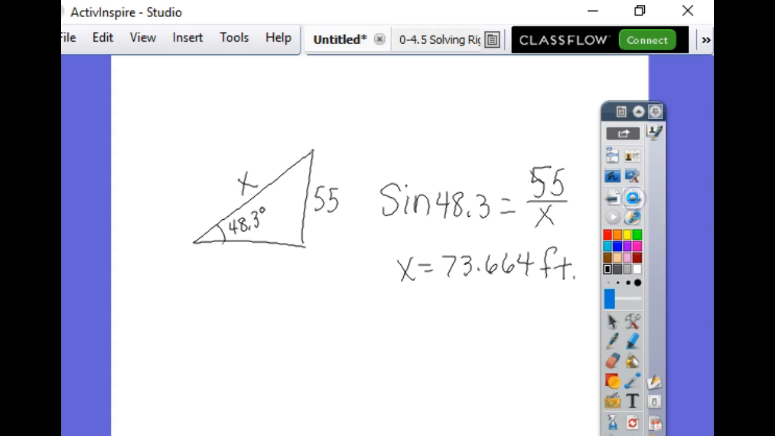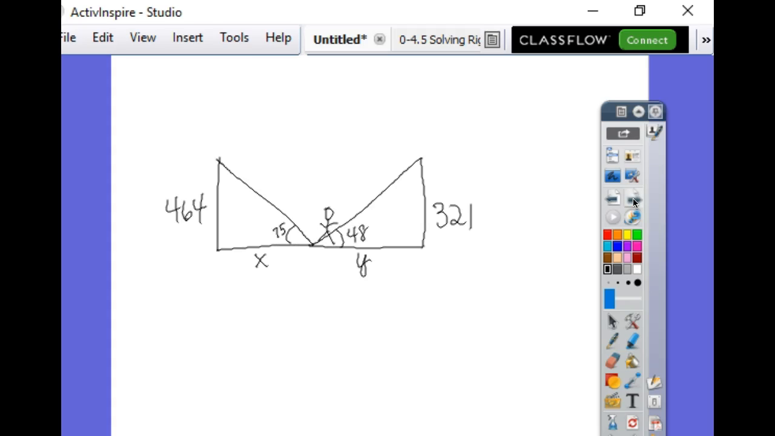Number 7. Okay, so Dale is standing between 2 buildings. And building A is 464 feet tall, and building B is 321 feet tall. And the angle of elevation to building A is 75. And the angle of elevation to building B is 48. And the question is, how far apart?